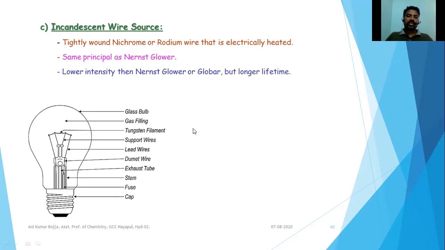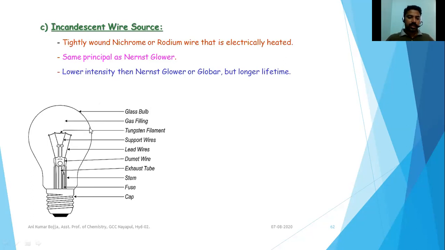Tungsten filament will be used here. Nichrome and rhodium filaments are used. Nichrome and rhodium get heated with the help of electricity, then they will produce the radiation. That radiation will be in the region of mid infrared and far infrared. So here you can see the glass bulb. Every part of the equipment used in the construction of this bulb should not absorb the light in the infrared region.